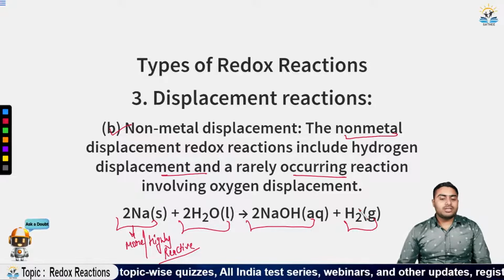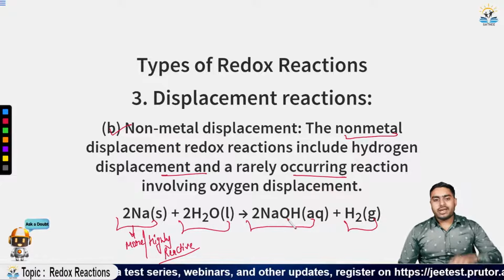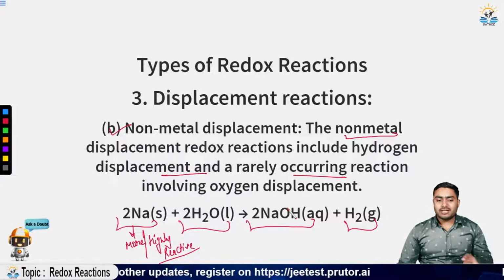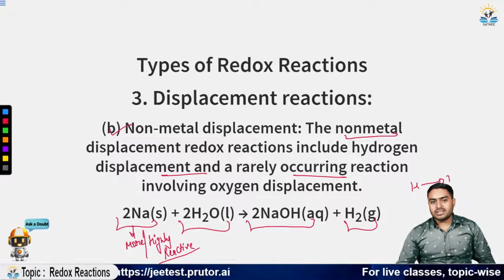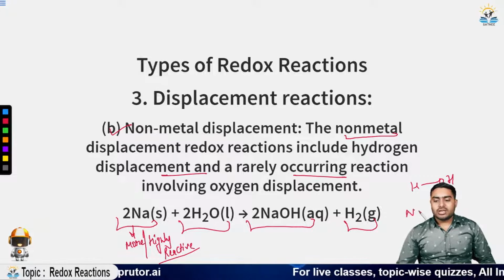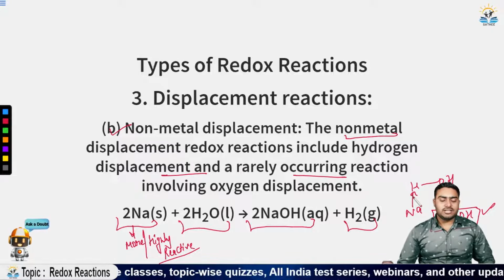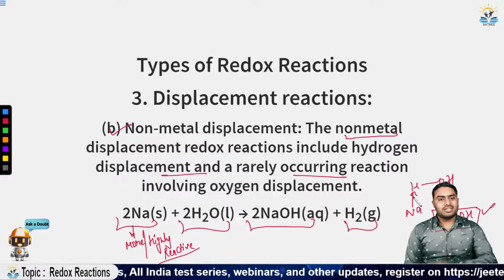Along with sodium hydroxide, the reaction will be 2Na plus 2H2O gives 2NaOH aqueous plus H2 gas. So this is the non-metal displacement reaction. What is happening here? Sodium is displacing the hydrogen in water, forming NaOH, and H2 gas is released here. That's the concept, you can understand easily. So this is a non-metal displacement reaction.